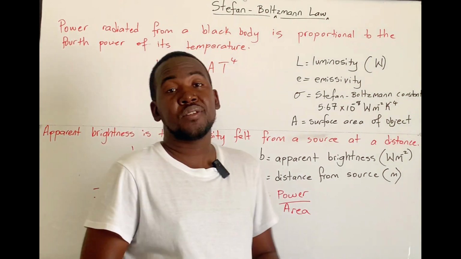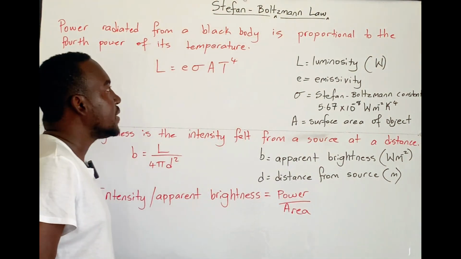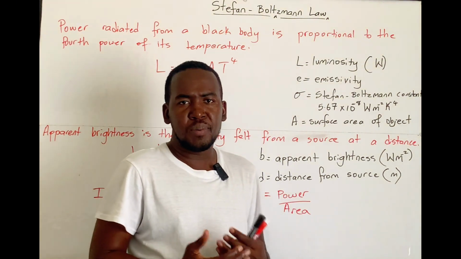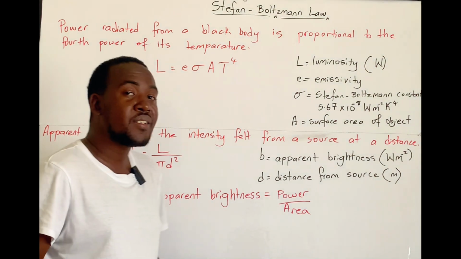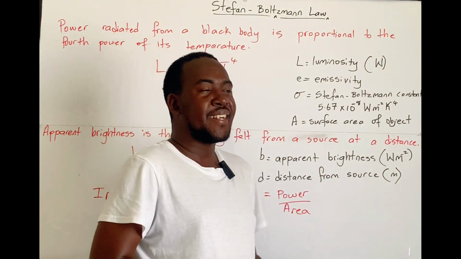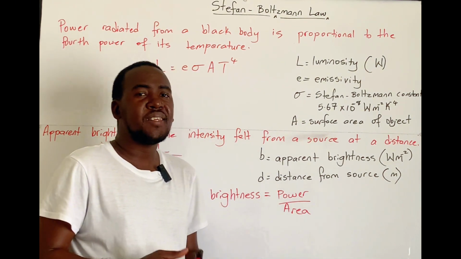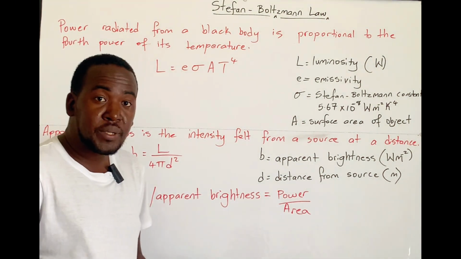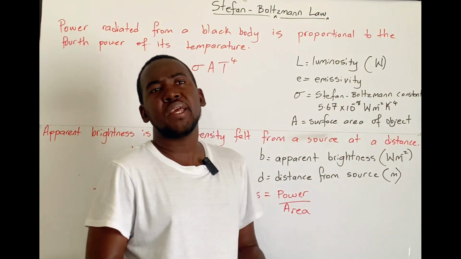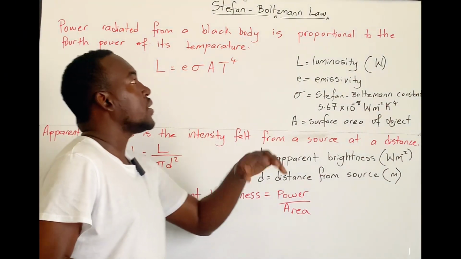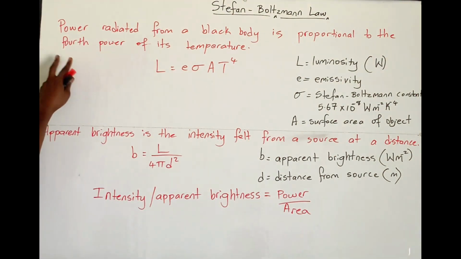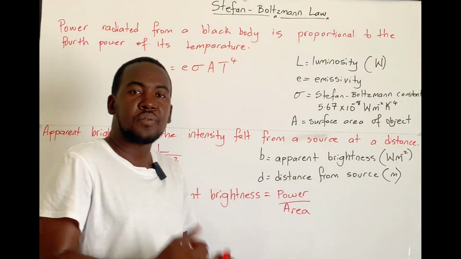Now, the Stefan-Boltzmann Law has the ability to describe or explain to us the behavior of black body objects. Now, what are black body objects? These are objects that are, as you see, black in nature, but they actually are good absorbers and good emitters of radiation or heat. So therefore, his law in summary tells us that the power that is radiated from these black body objects is proportional to the fourth power of the temperature of that black body.